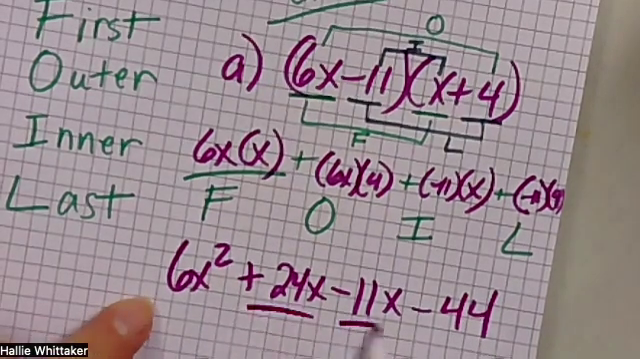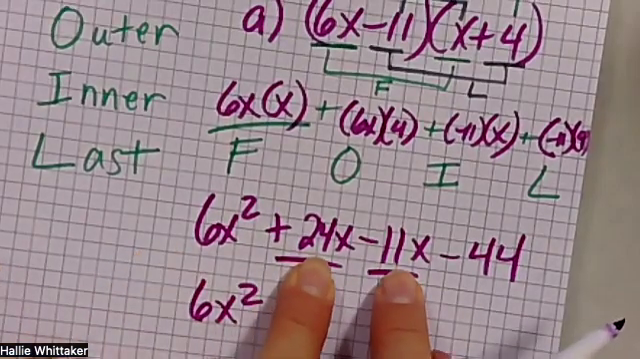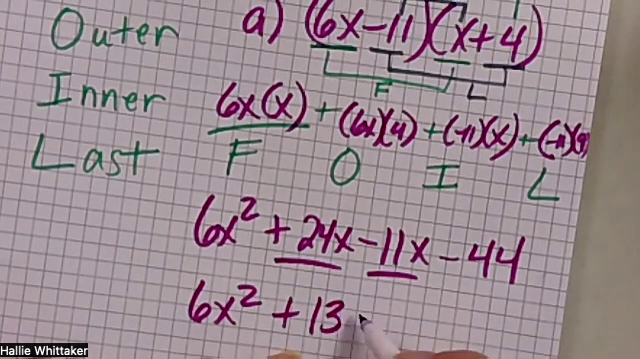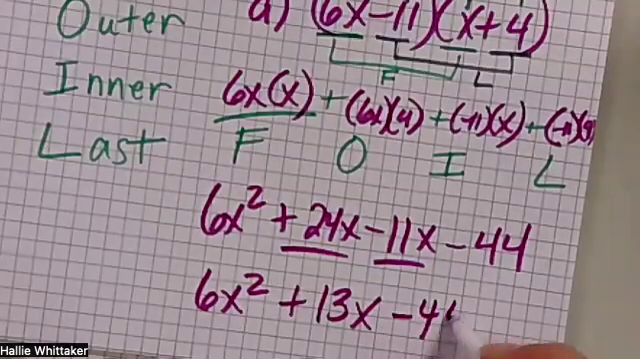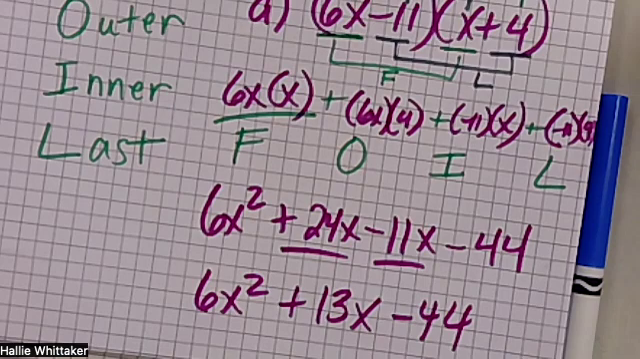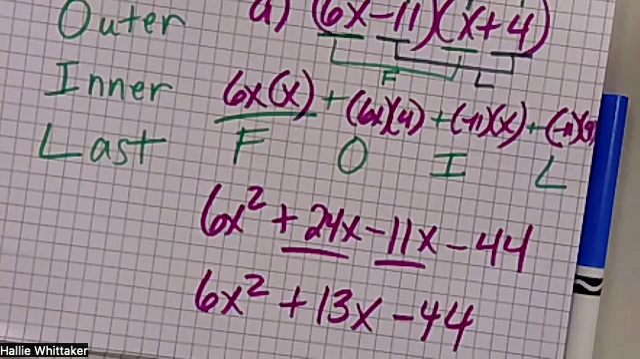Okay, so combine like terms. We've got 6x squared. What's 24x minus 11x? I think it's 13x. It's okay. Minus 44. There you go. Woohoo! Good job. Let's do another one. That's it. That's FOIL. So binomial times a binomial.